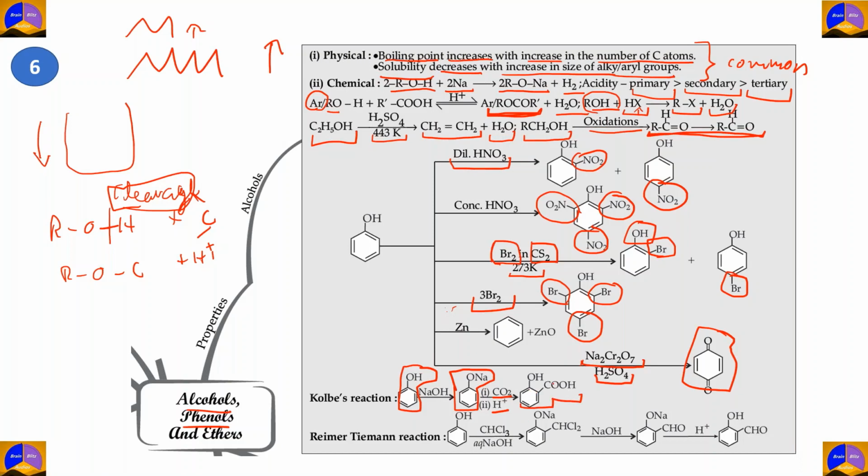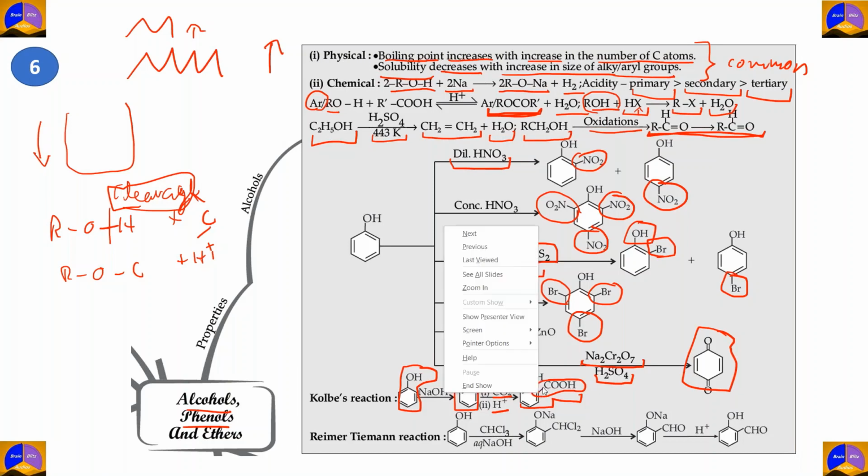So this compound here is known as ortho-hydroxybenzoic acid. That means the acidic group, which is COOH, now becomes the functional group. And it's present in the ortho position since OH is an ortho-directing and para-directing group. So it becomes ortho-hydroxybenzoic acid. This is the main reaction product of Kolbe's reaction.